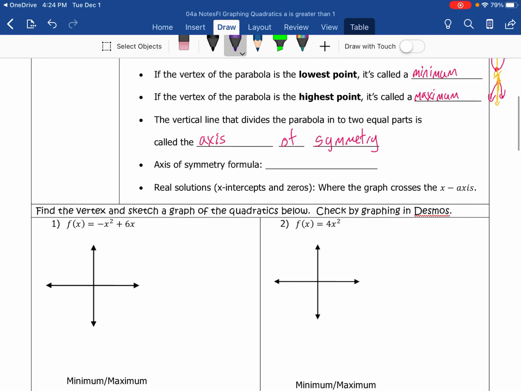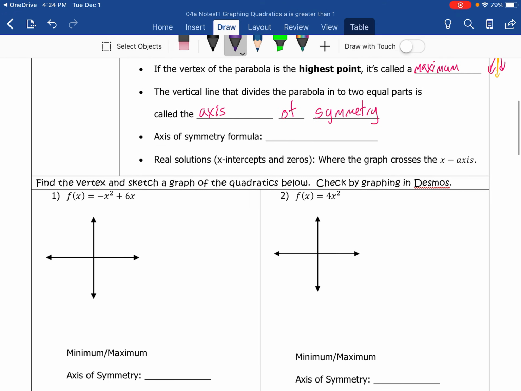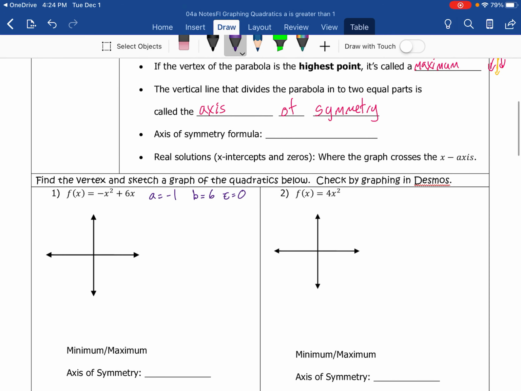So this is find the vertex and sketch a graph of the quadratics below. Just to reiterate, in this case, a would be -1 because that's the number in front of x squared, b would be 6, and c would be 0. Now, c doesn't come into play, but it will a little bit later. I already know that with this negative right here, this is going to be a concave down graph. This is going to have a maximum. Okay, and we'll look at that.